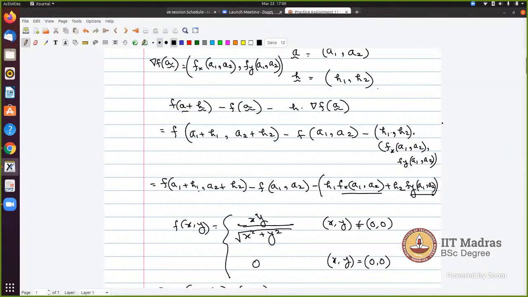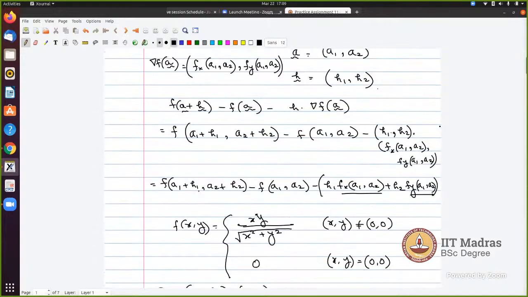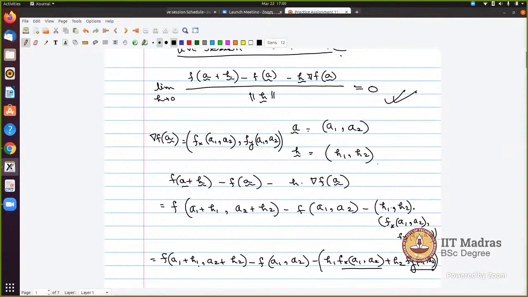Just, at 0, 0, we are taking only, no? So we don't know whether it is continuous or not at that point. But when this limit altogether is going to 0, then it implies that this partial derivative is also continuous. But only the existence of gradient does not imply that all the partial derivatives are continuous. That only implies the existence of the partial derivatives. Okay.